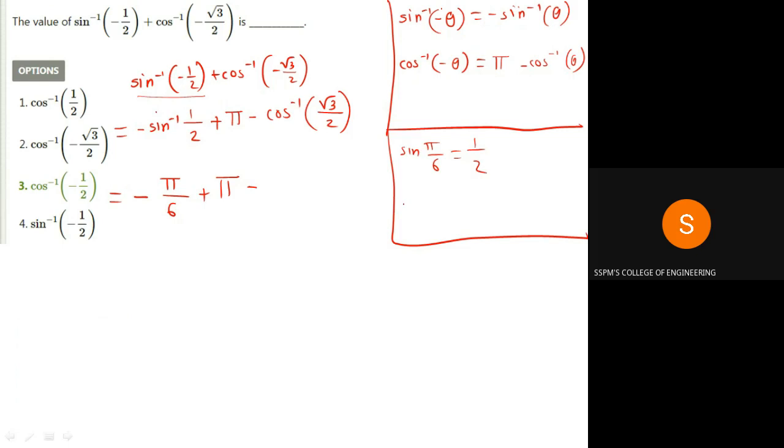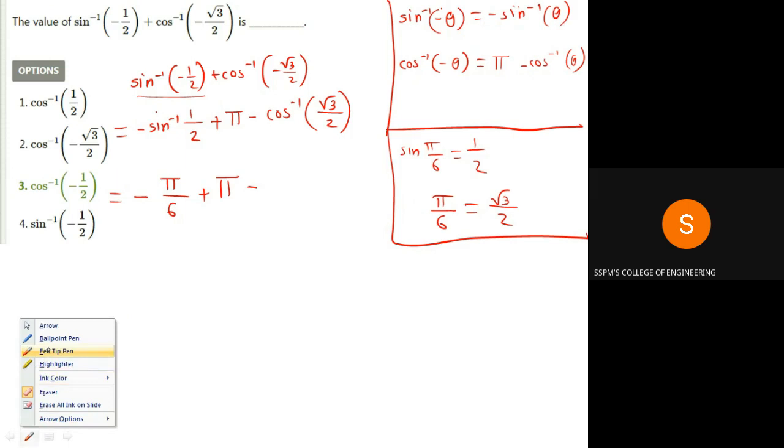What is cos pi by 6? Pi by 6 means 30 degrees. Pi is 180 degrees, so 180 degrees divided by 6 is 30 degrees. So what is the value of cos 30? It is root 3 by 2. So therefore cos inverse of root 3 by 2 is pi by 6.